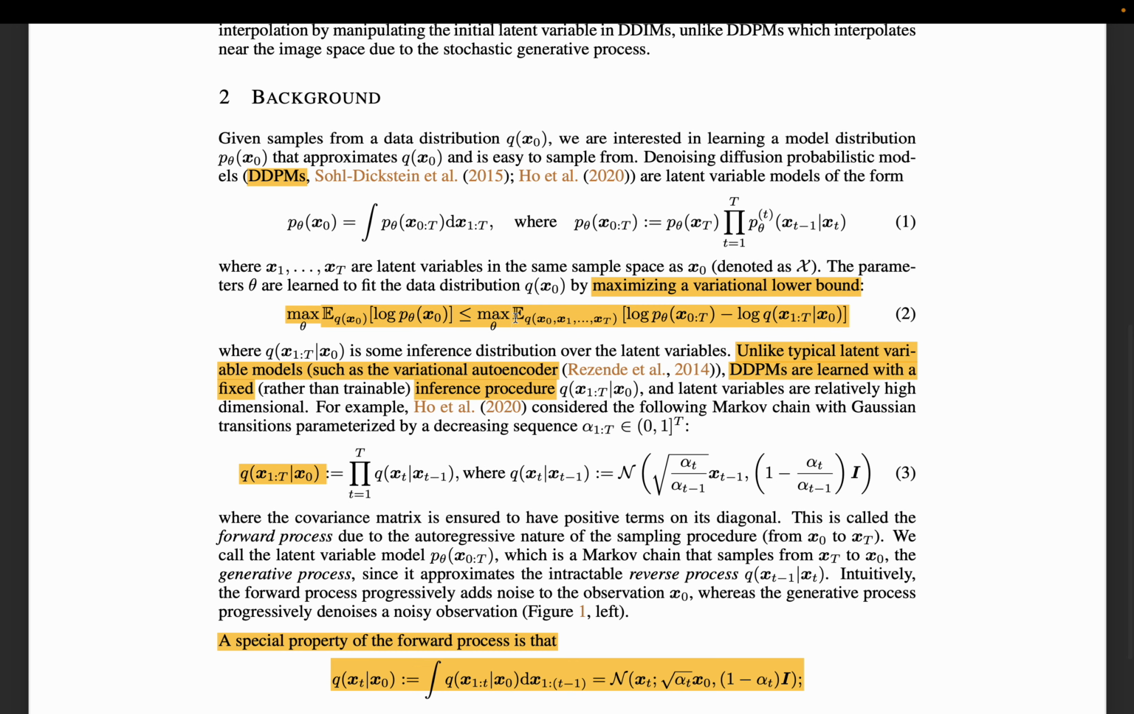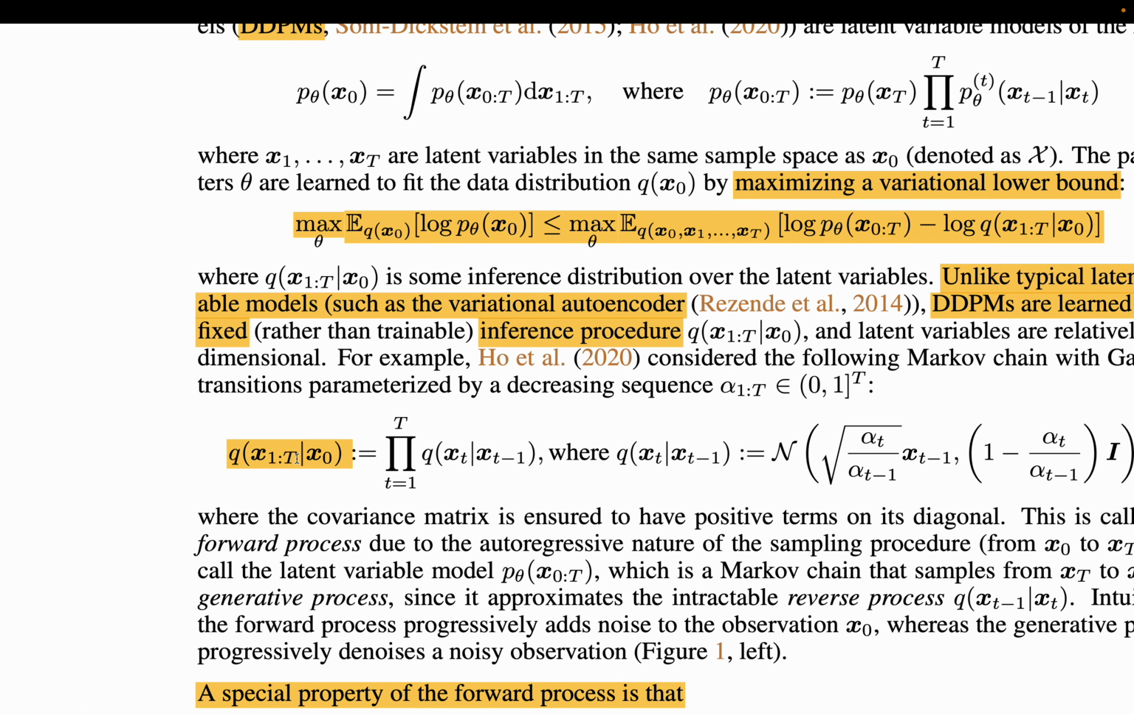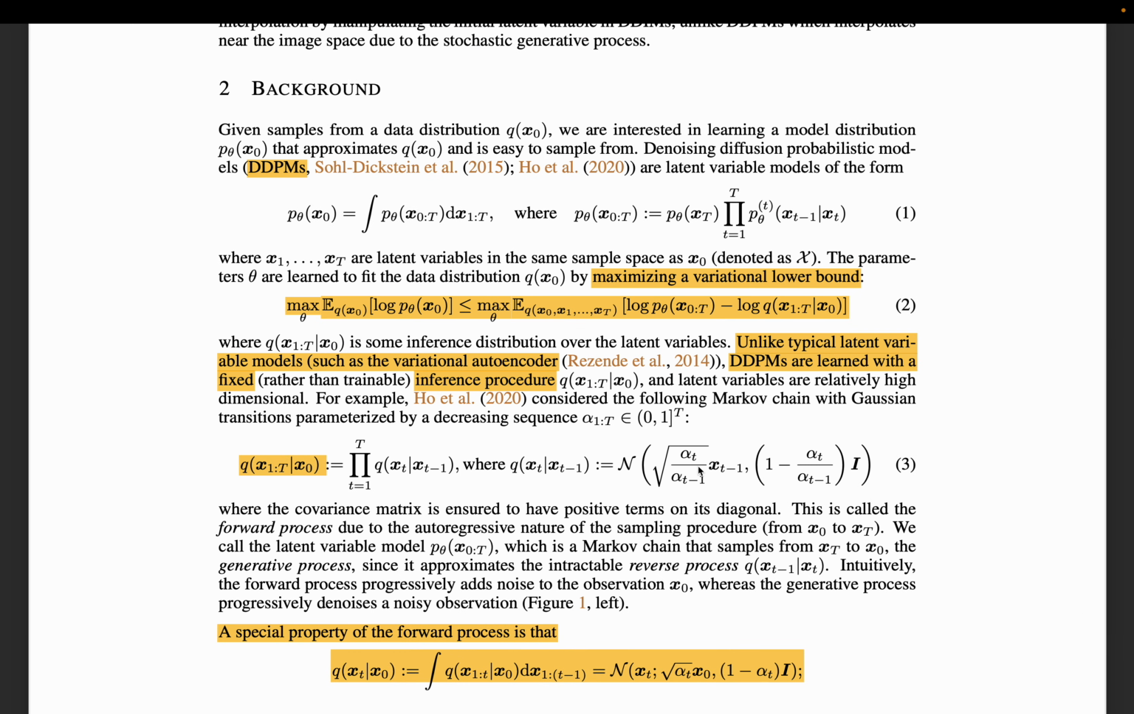As opposed to autoencoders, for example, where we learn at the same time the encoding and the decoding. For DDPMs, the encoding is fixed, so the forward process is fixed. And usually the latent variables are high dimensional as opposed to other models such as autoencoders. So basically with DDPMs, we sample from x0, so our data. We sample a Markov chain, so we sample latent variables by adding noise, little by little, we add noise to the clean data, and we do that recursively.